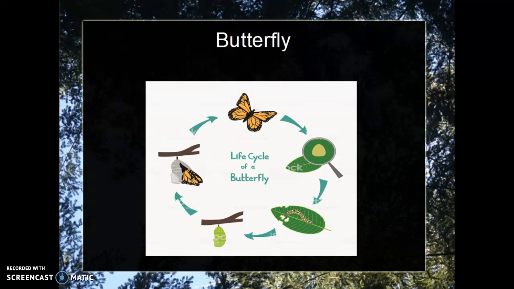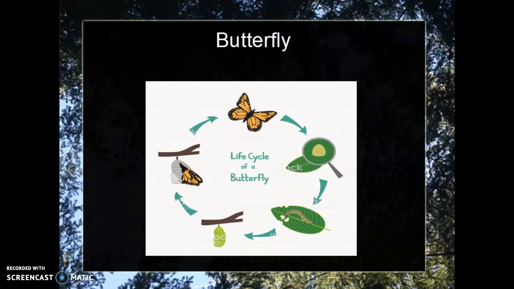Butterflies have 4 stages in their life cycles. The first stage is the eggs. A female butterfly lays eggs onto a leaf. They lay several eggs and they're packed closely together on the leaf. In 5 days, they hatch.